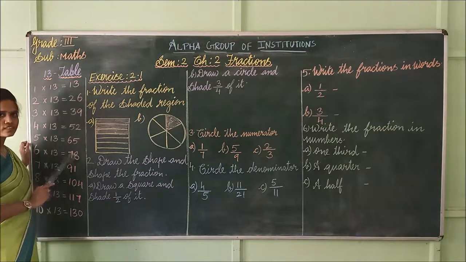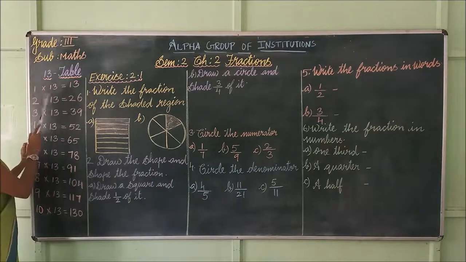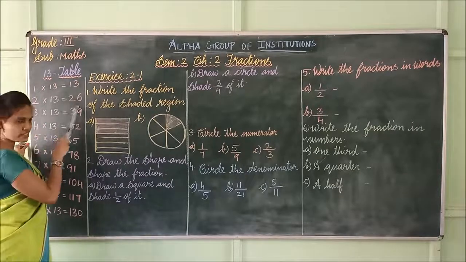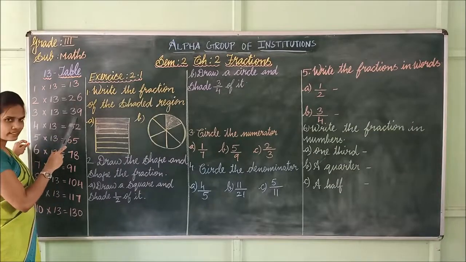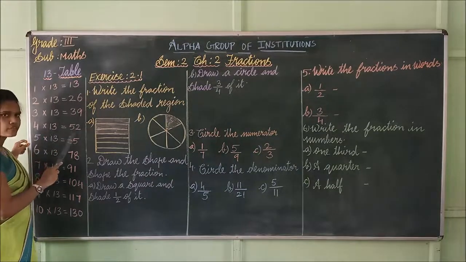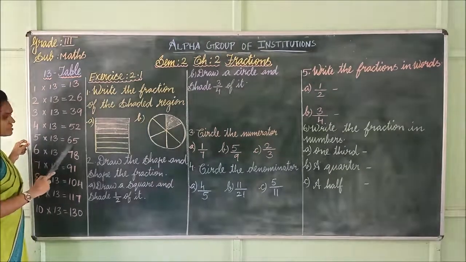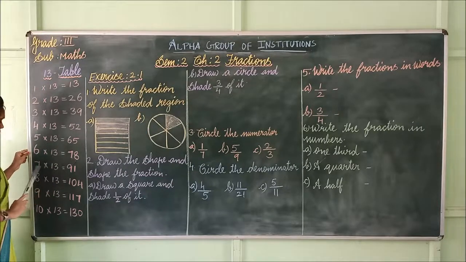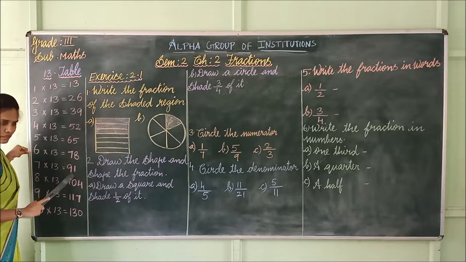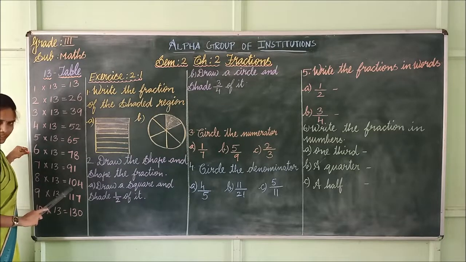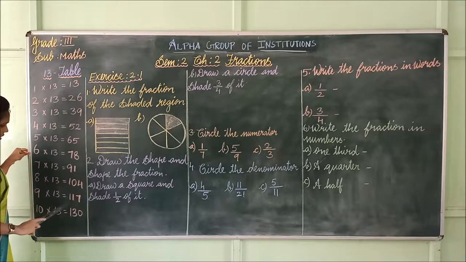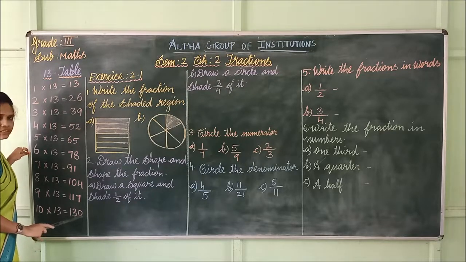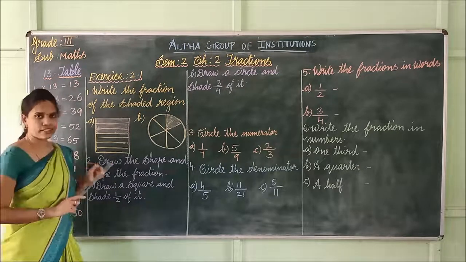Shall we recall once again children? Listen carefully. 1 13 is 13. 2 13s are 26. 3 13s are 39. 4 13s are 52. 5 13s are 65. 6 13s are 78. 7 13s are 91. 8 13s are 104. 9 13s are 117. 10 13s are 130. Okay children, you have to practice the 13 table.